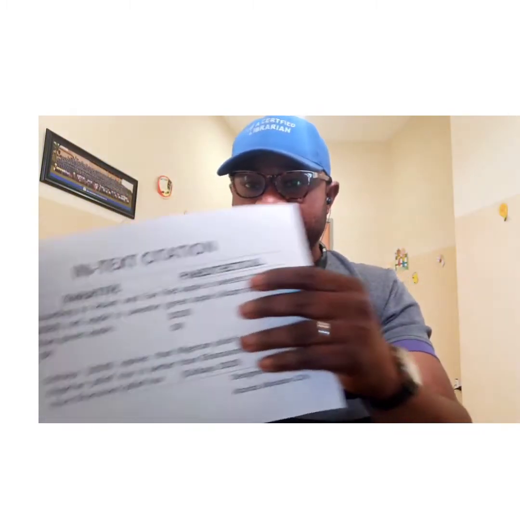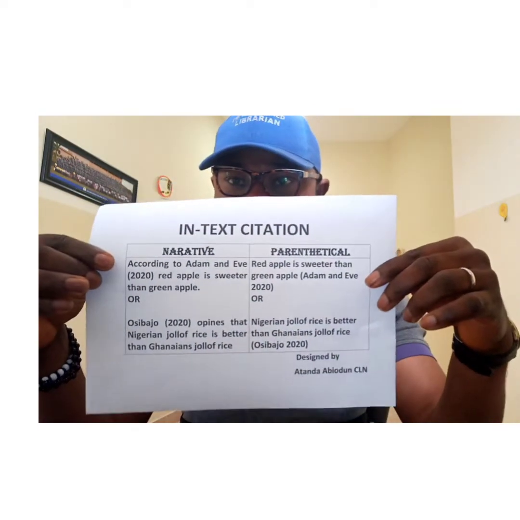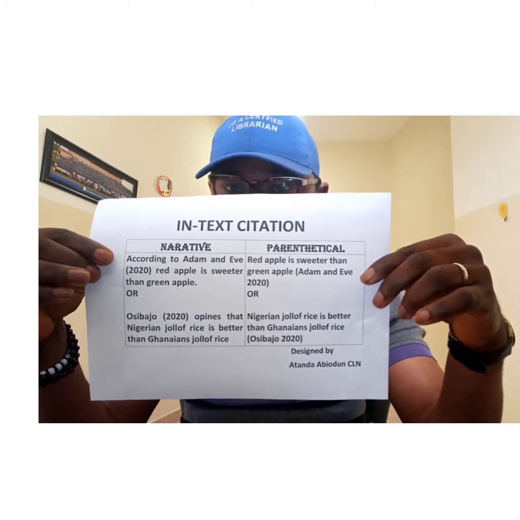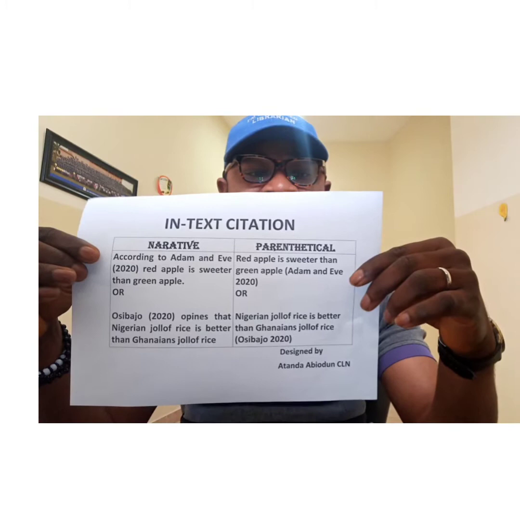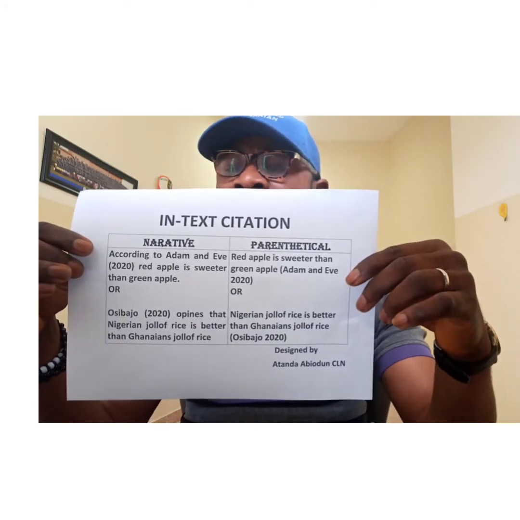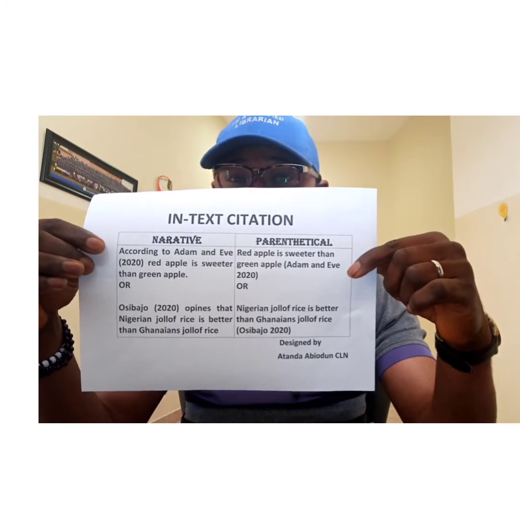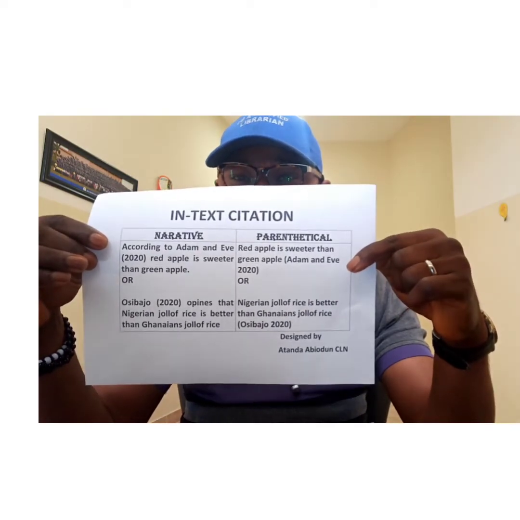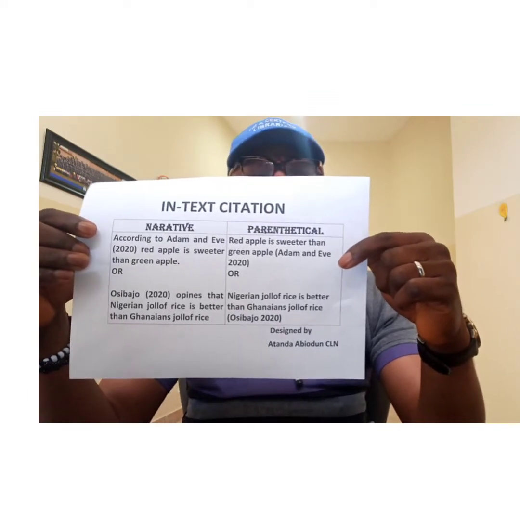Okay, the first thing that we have here is a material written by one or two authors. But in my example, I'm using 2 authors, because it is the same way that you cite 1 and 2 authors. Now look at my example here.